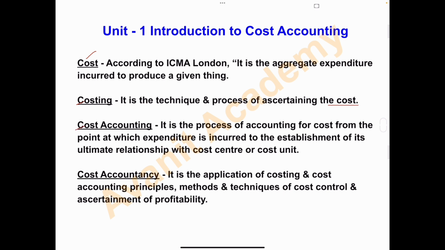Next one is cost accounting. It is the process of accounting for cost from the point at which expenditure is incurred to the establishment of its ultimate relationship with cost center or cost unit. Next one is cost accountancy. It is the application of costing and cost accounting principles, methods, and techniques of cost control and ascertainment of profitability. So these topics will be asked for two marks. What do you mean by cost or what do you mean by costing?